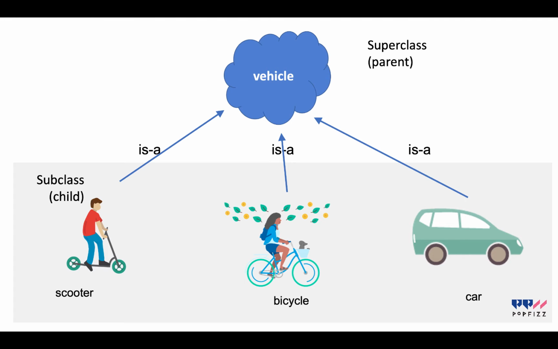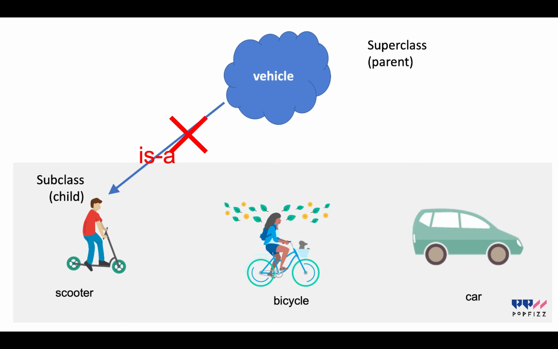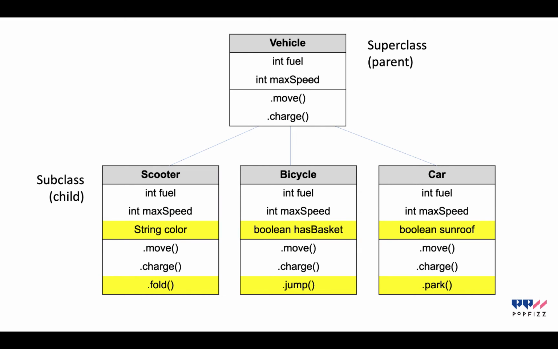Will the opposite work? A vehicle is a scooter. Not necessarily, right? So the opposite doesn't work. So you can say that a subclass is a type of a superclass, but not the other way around. And here is a diagram of the parent and children classes. A child class can be equivalent or do more and be more than the parent class. Let's look at how this relationship comes in handy.